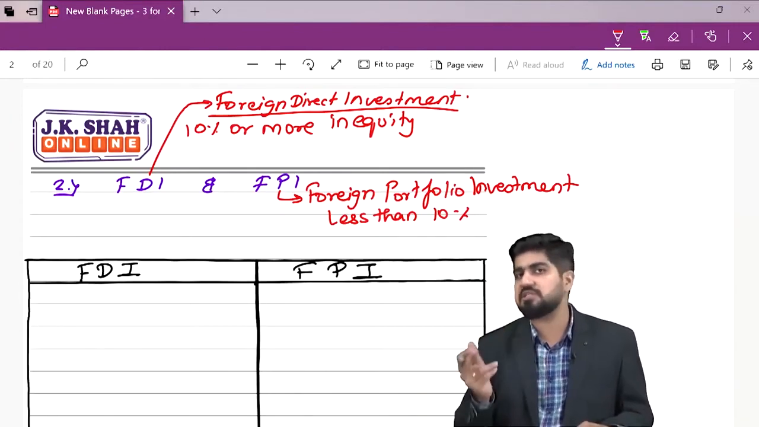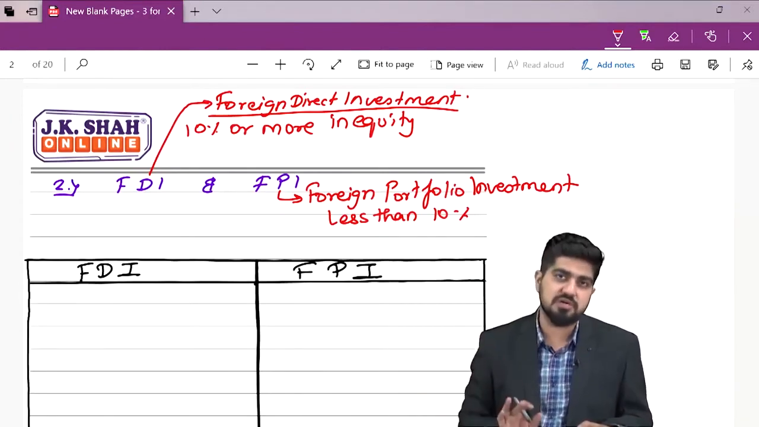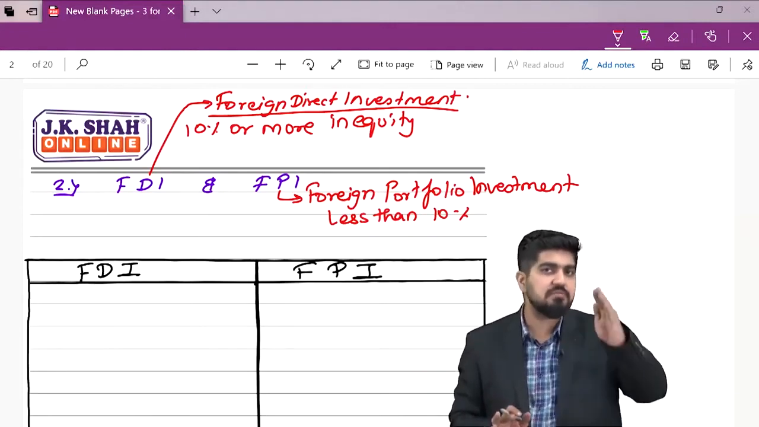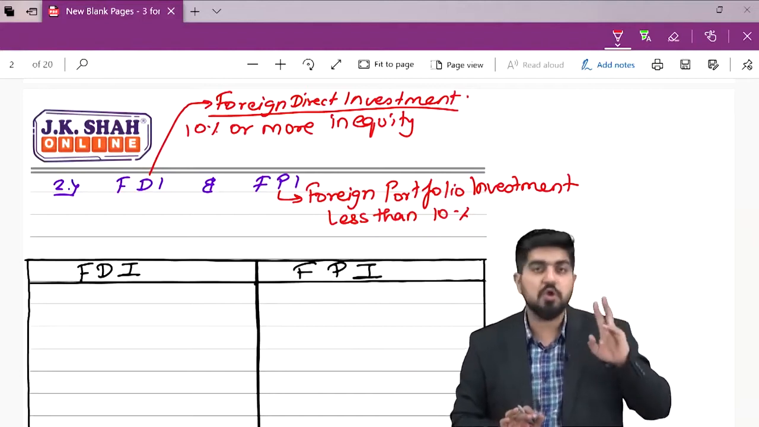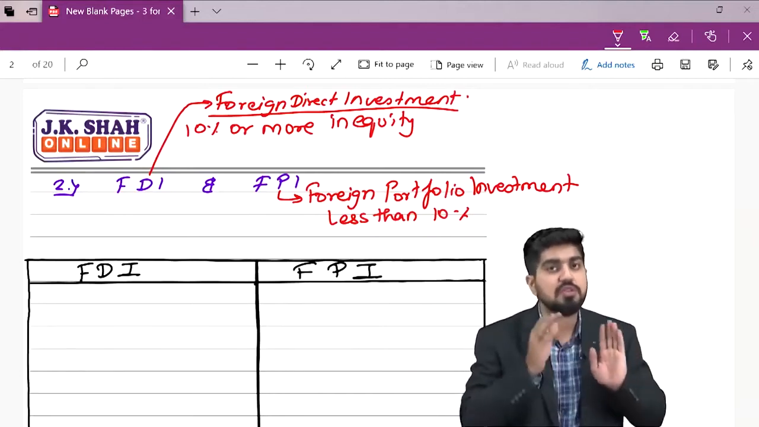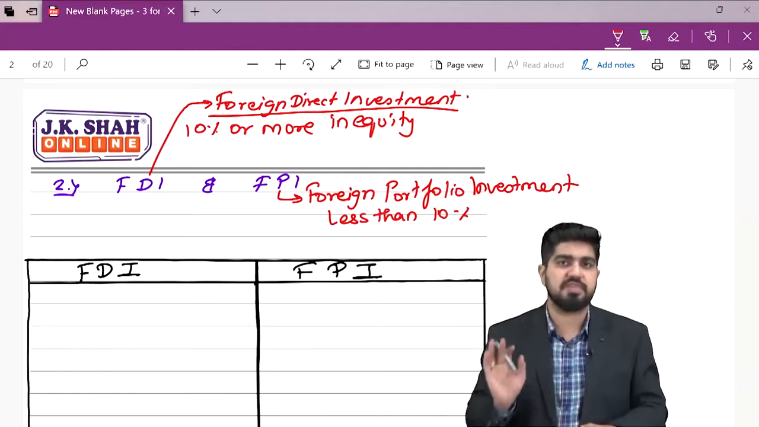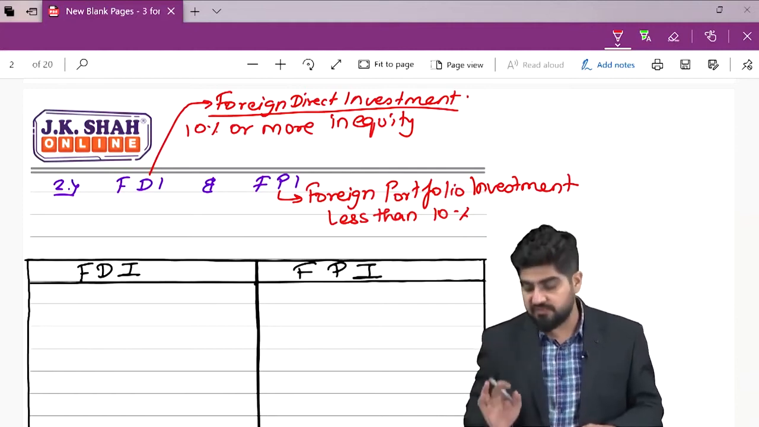Still it will be called FDI when they are opening their branches here. So they invest in some company, that is also FDI if they take more than 10%, or they start their own company here, that is also an FDI. So that is the meaning of FDI.